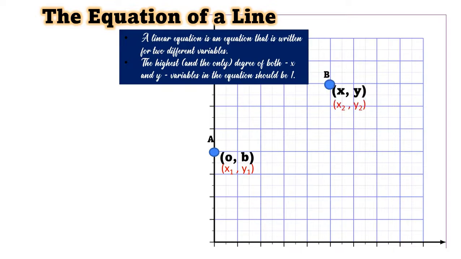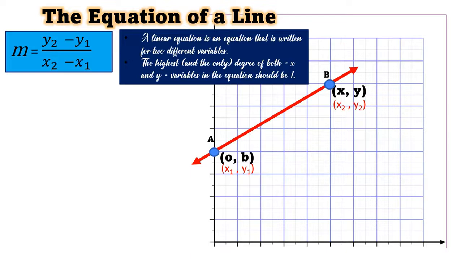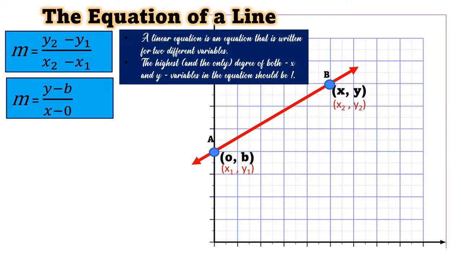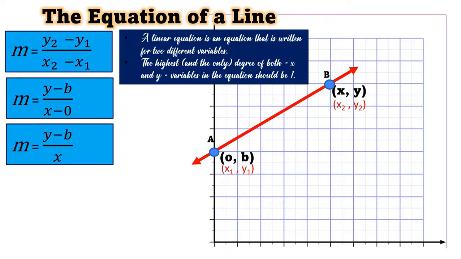Given these 2 points A and B, whose coordinates are (0, b) and (x, y) respectively, we draw a line. How do we write the equation of this line? We will use the formula for slope. By substituting the values, we have m equals (y minus b) all over (x minus 0). So, m equals (y minus b) all over x.